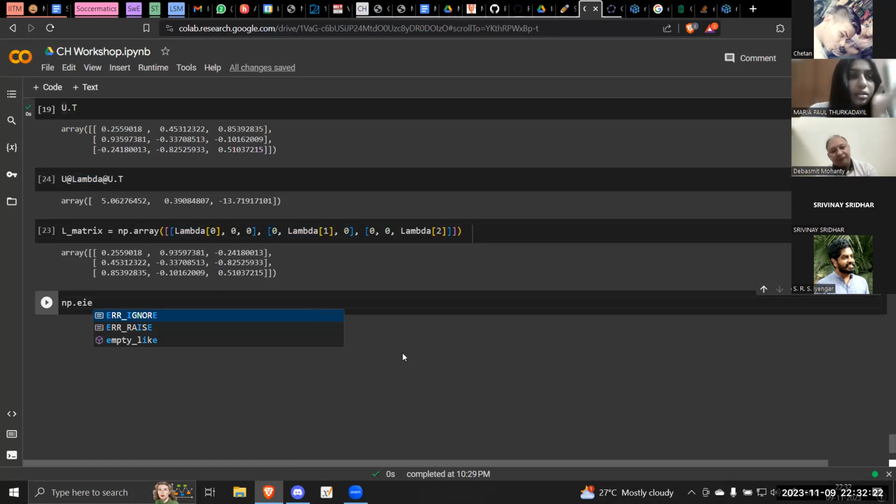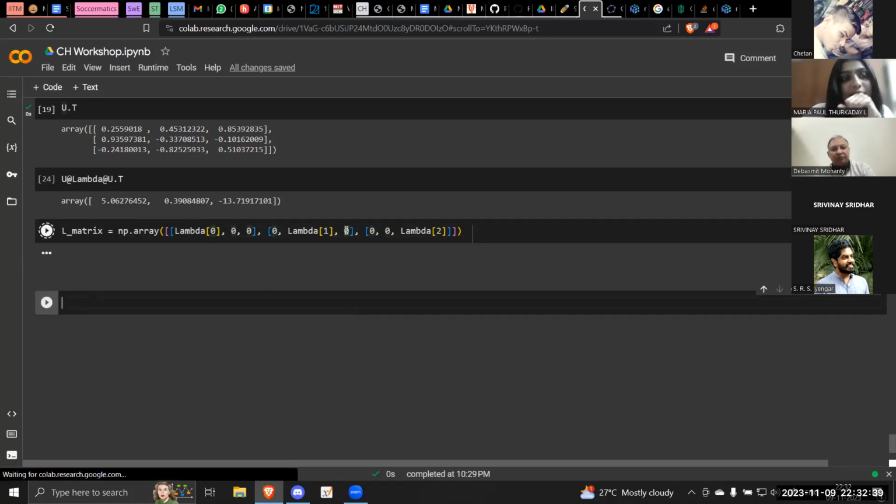That's right, no? 2 cross 1, that's right. That's what I was trying to say. Okay, identity times lambda. That's all we need to do. Anyways, so now that we have this, we can continue.